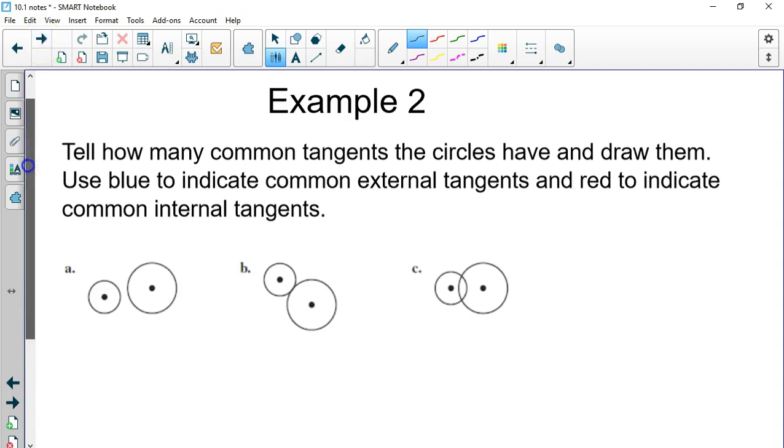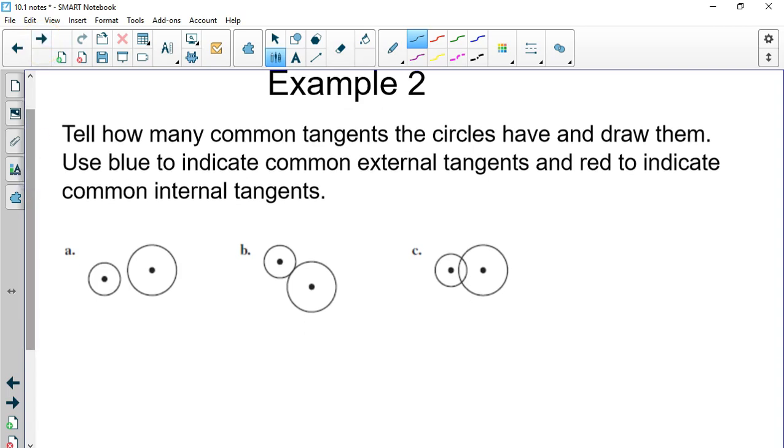We have time. Okay, tell how many common tangents the circles have and then draw them. Okay, so on A, it's going to be a little weird at first, and I don't know if my smartboard is going to cooperate. I can draw a tangent line that just touches at 1 point here and here. Okay? I can also do that below. And, well, that worked pretty good. Right there and there. So there's two lines of tangency right there.